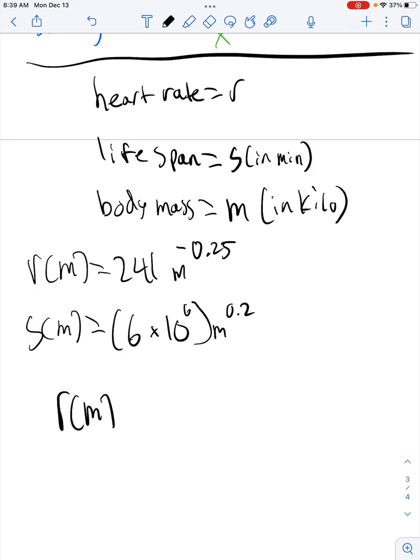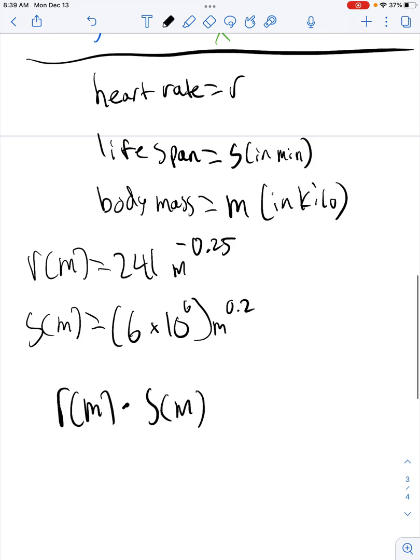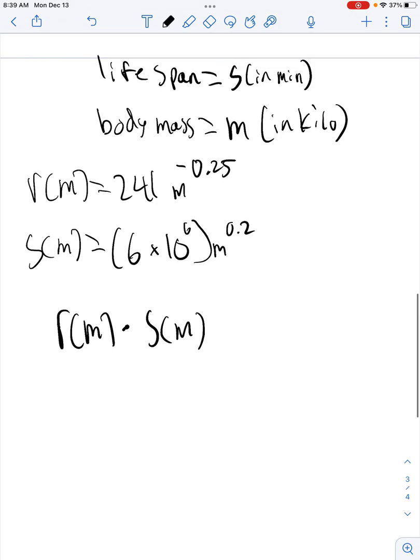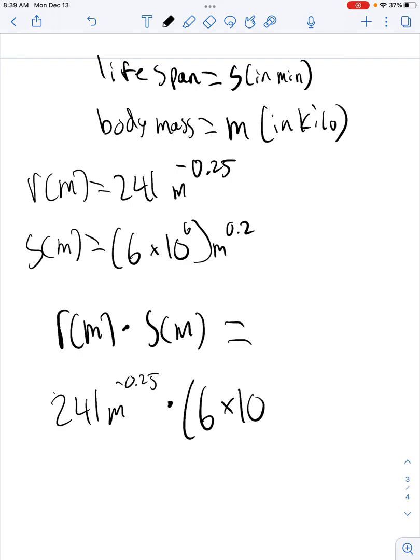So first step is R of M multiplied by S of M, and then we're going to explain what it means. So plugging in what I know, 241 M to the negative 0.25 multiplied by 6 times 10 to the 6th, and then this has M to the 0.2 on the outside.